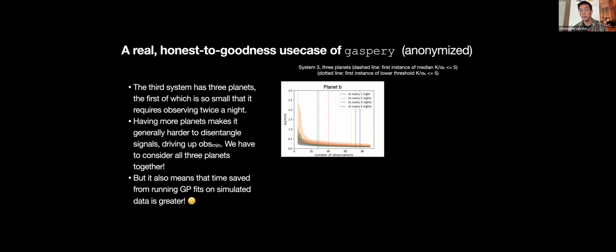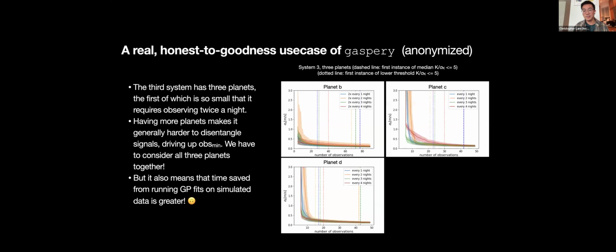This is the planet that requires observing twice a night, no matter what the strategy is. And automatically, that will be driving the strategy overall, right? Because you can only have one strategy per system. What's best for planet C or D, even conditioned on the entire system, is not going to be good for B. So in the end, we chose the green strategy, observing twice a night every 3 nights. It gives you 5 K on sigma K for planet B, and it also gave us approximately 6 K on sigma K for planet C and D.